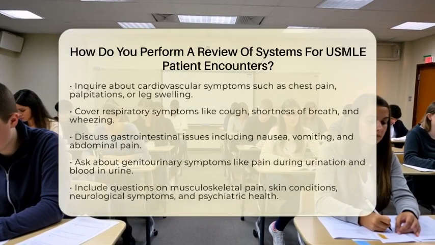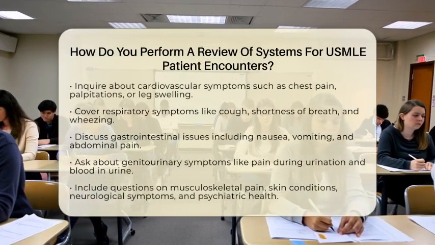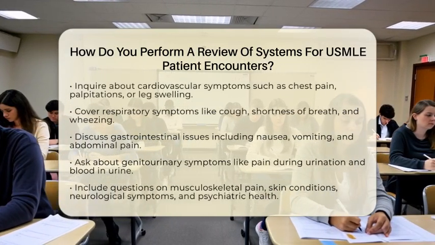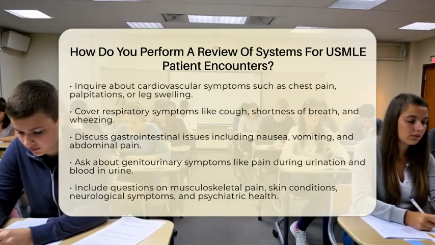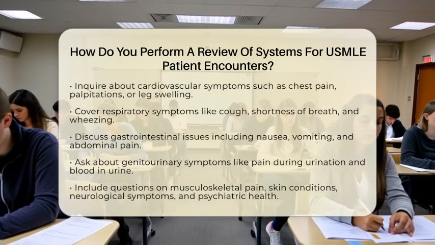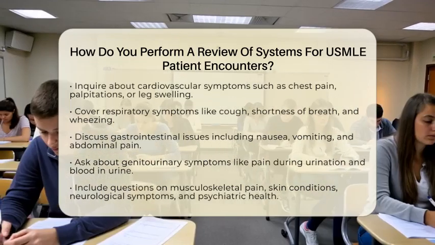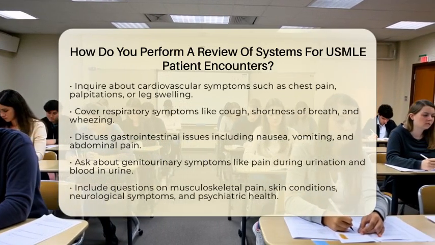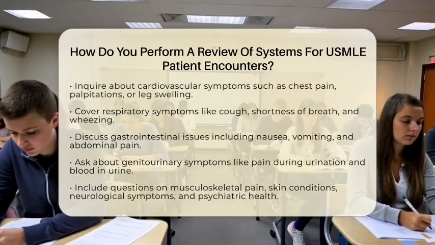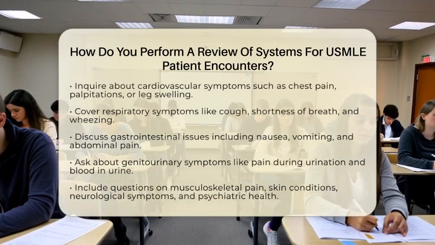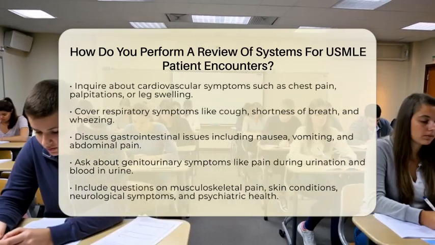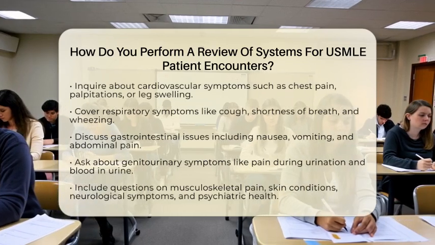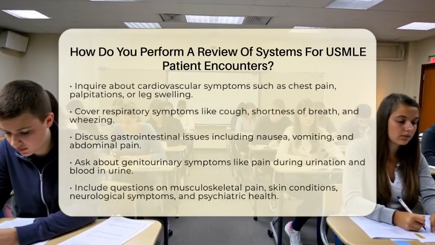The review of systems covers 14 main areas. First is the constitutional system, asking about fever, weight changes, or fatigue. Then the eyes, inquiring about vision changes or eye pain. Next is ears, nose, mouth, and throat, asking about hearing loss, nasal congestion, or sore throat. The cardiovascular system questions focus on chest pain, irregular heartbeat, or swelling in the legs. For the respiratory system, ask about cough, difficulty breathing, or wheezing.